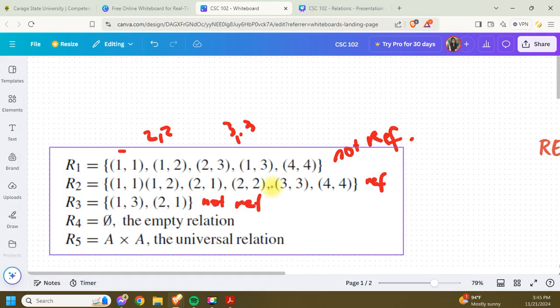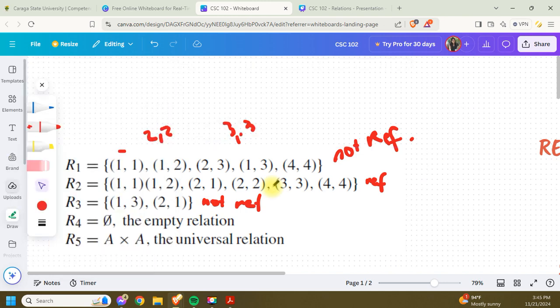This one is an empty relation. So an empty relation can be considered a reflexive relation, since technically it can relate to itself, no? And empty relates to itself. And then this one, the relation of A and A, it just means that if you have set A, it relates to itself, no? So all of its members are related to themselves.